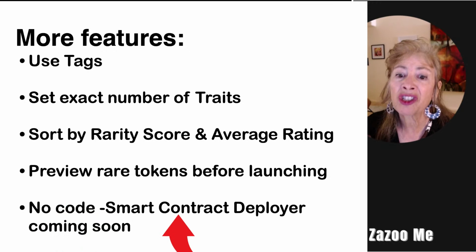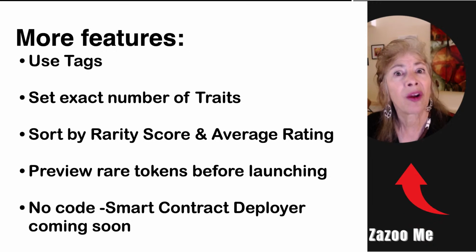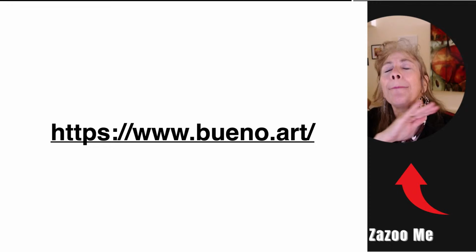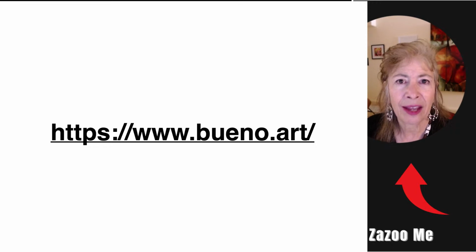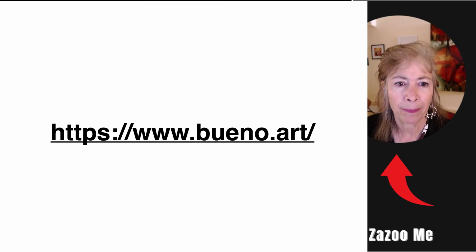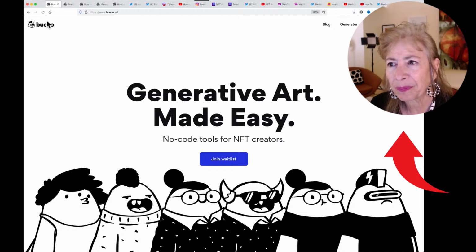No code smart contract is also coming soon. They're working on it right now on Bueno. So this is a big deal that you want to be able to do. For you to go to Bueno, you just go to bueno.art. And we are going to go right now to Bueno.